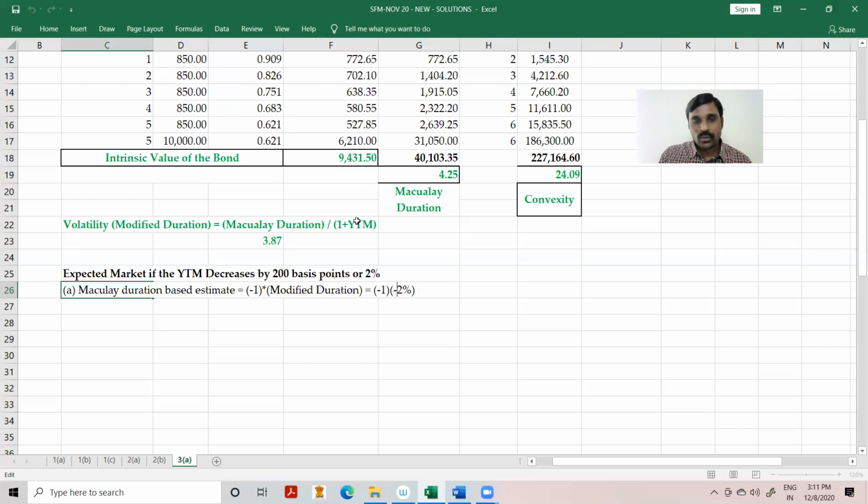So minus 1 into this 3.87%. So modified duration, minus 1 into 3.87% into 2 percentage change in the yield. So that is equal to minus 1 into my volatility of 3.87 into 2, which will be 7.73. Yield is decreased by 2%. Therefore, 7.73% increase in bond price.